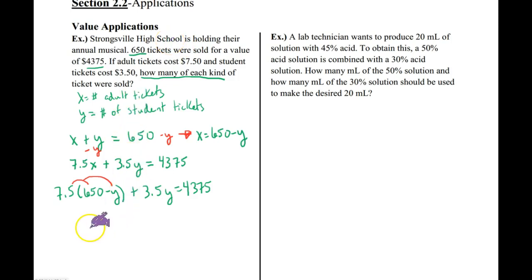750 times 650 is 4,875, and 750 times a negative y is negative 750y. Copying everything else down, and then I'm going to combine my like terms. So the variables, I have a negative 7.5y plus a 3.5y. When I combine those, I end up with negative 4y.